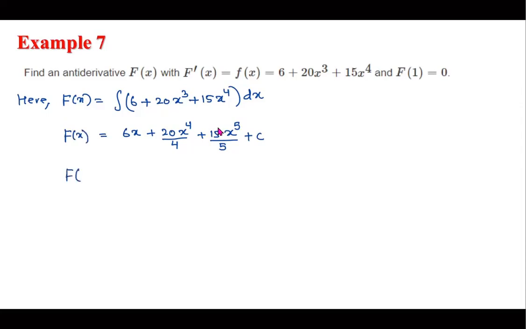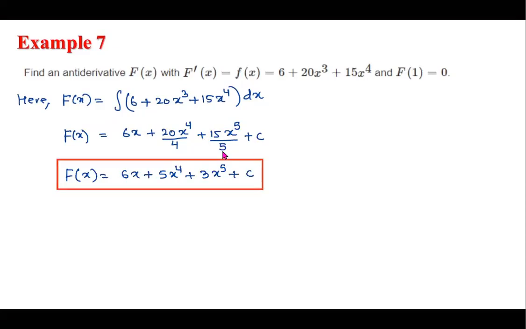If we simplify, we get f of x equal to 6x plus 20 divided by 4 is 5, so 5x to the 4, plus 15 divided by 5 is 3, so 3x to the 5 plus c. So we get the antiderivative f of x, but that's not my final answer, because what they have given is f of 1 is equal to 0. So if I plug in 1 here, the value will be 0. That will help us to determine the value of c.